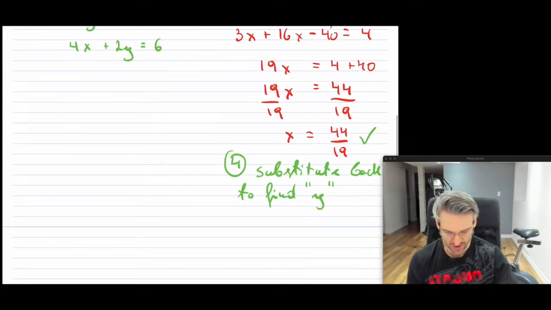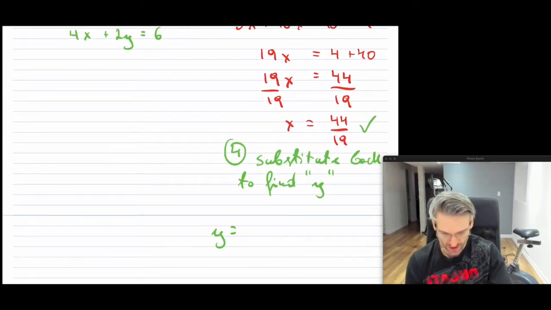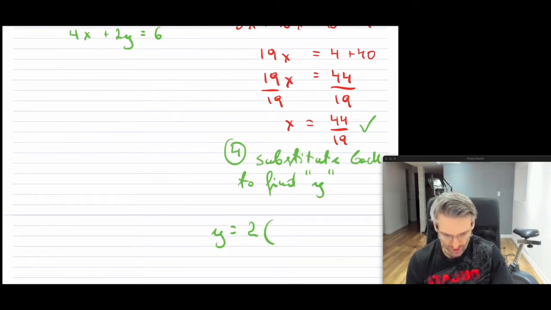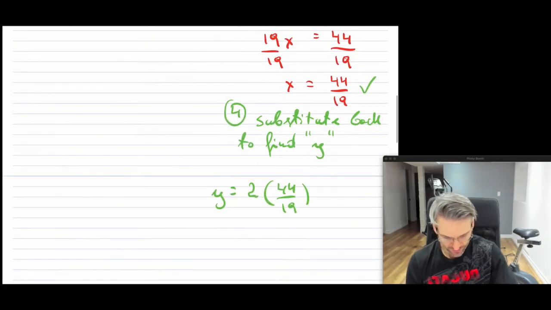So I'm going to just say, y equals 2x minus 5. So it's 2, now I know what x is, so it's 44 over 19. And I forget the minus 5. All right, minus 5.